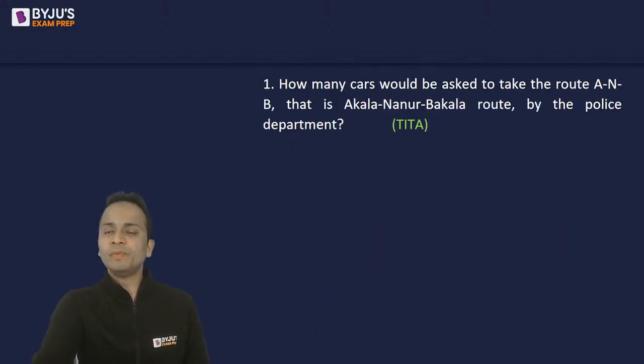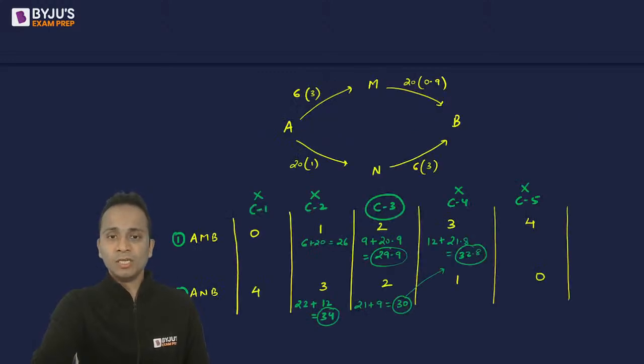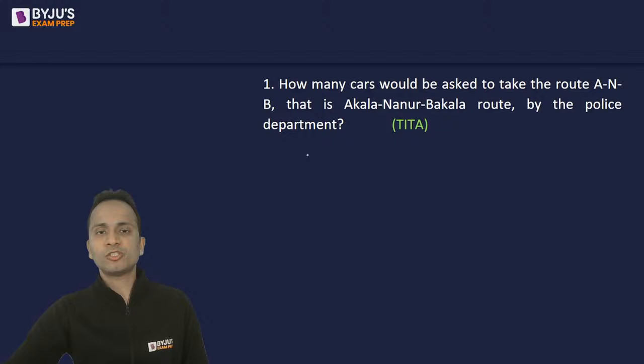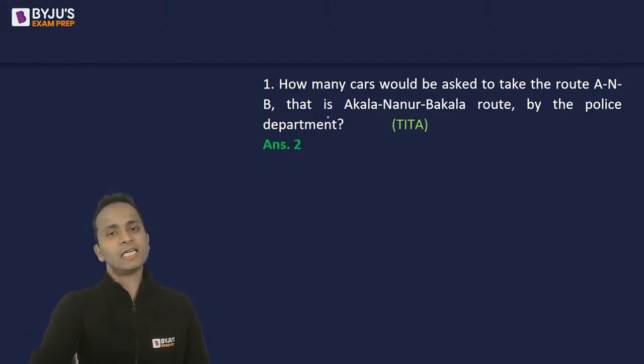So how many cars would be asked to take route A and B, Akala, Nanur and Bakala, by the police department? That route is route number 2 and there will be 2 cars which will be taking this particular route. So the correct answer for this question should be 2. Alright, so 2 is the correct answer and yes, that is 1.